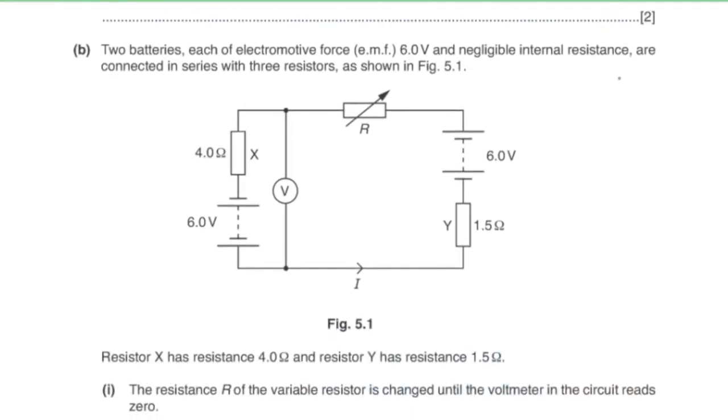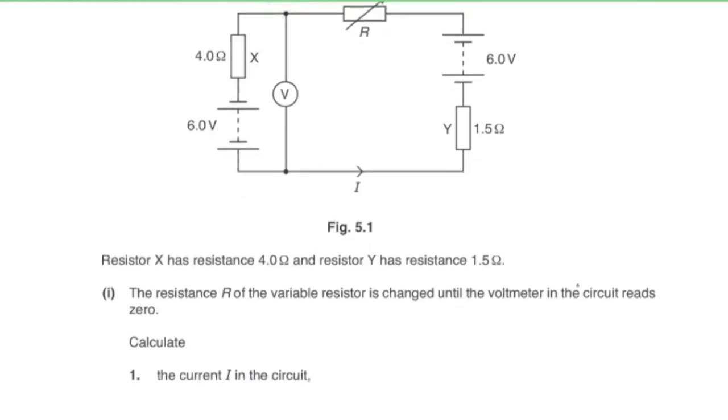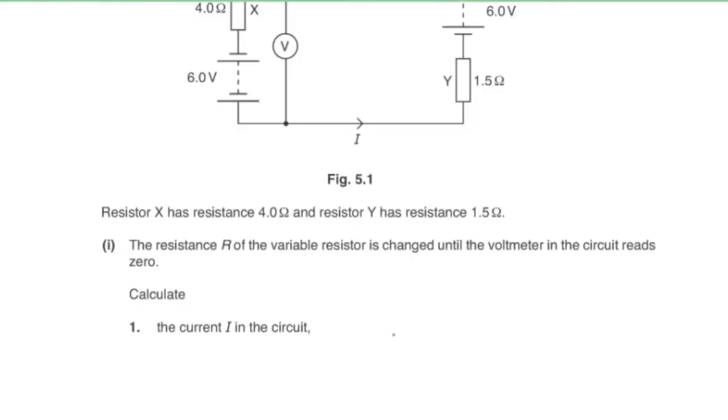Part B, 2 batteries, each of EMF 6 volts and negligible internal resistance, are connected in series with 3 resistors. Resistor X has a resistance of 4 ohms and resistor Y has a resistance of 1.5 ohms. Part 1. The resistance R of the variable resistor is changed until the voltmeter in the circuit reads 0. Calculate the current in the circuit.